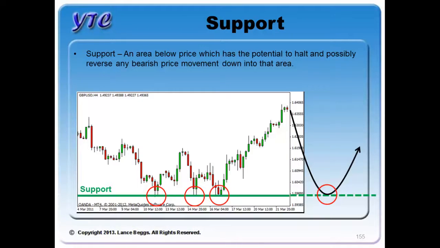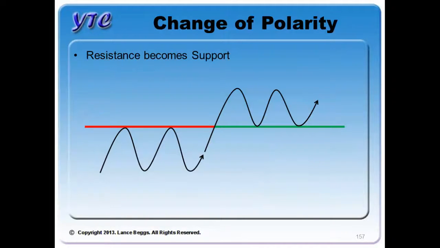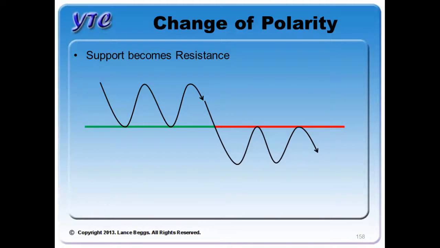We started by defining support as an area below price which has the potential to halt and possibly reverse any bearish price movement down into that area, and resistance as an area above price which has the potential to halt and possibly reverse any bullish price movement up into that area. We discussed the concept of a change of polarity. First, resistance when broken becomes potential support, and support when broken becomes potential resistance.